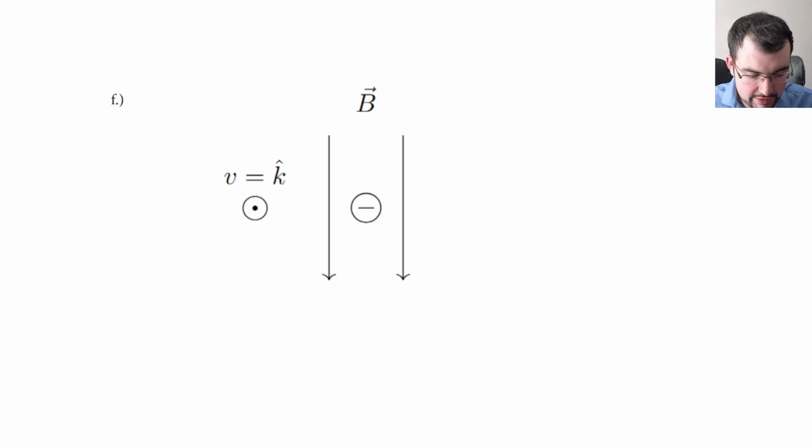All right, this is funky. V is out of the page and it's a negative charge. Okay, so V is out of the page. So actually my thumb points at me. So my thumb is pointing at me and B is down. So my palm actually points this way to the left.